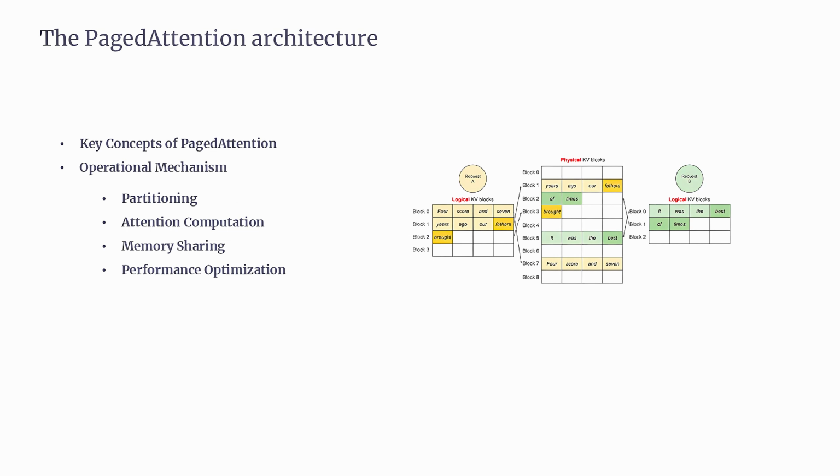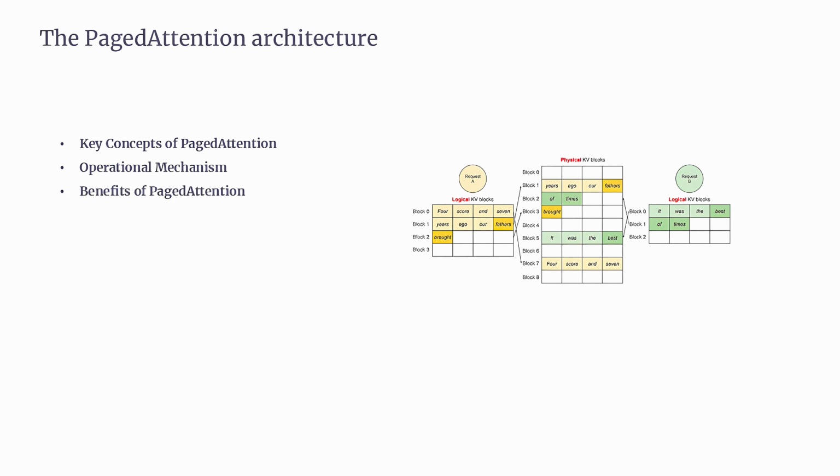The third. Benefits of PagedAttention. Let's summarize the key advantages of PagedAttention. 1. Reduced memory footprint. The way PagedAttention manages the KV cache almost eliminates memory waste. This means we can process more sequences at once, which is crucial for scalability.